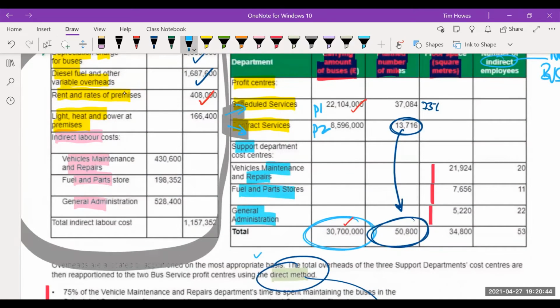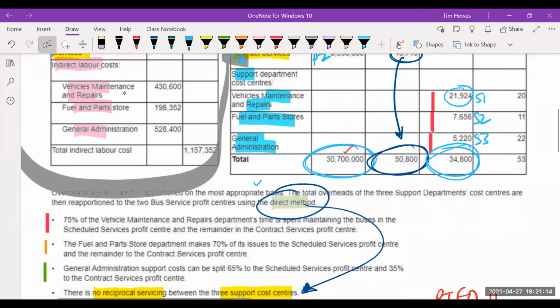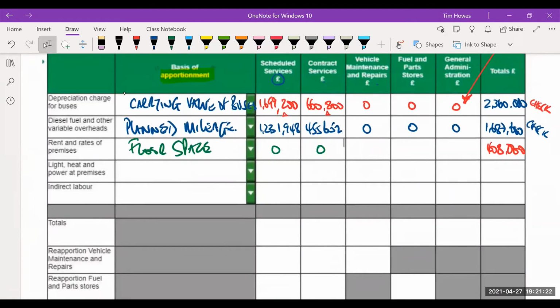So here we go. There's 34,800 square meters, of which 21,924 square meters is S1, of course, as we referred to it. And then the fuel and parts is 7,656, which is service 2, and 5,220 for your general admin. So yeah, same principle then. The proportions of that total will need to be calculated in exactly the same way.